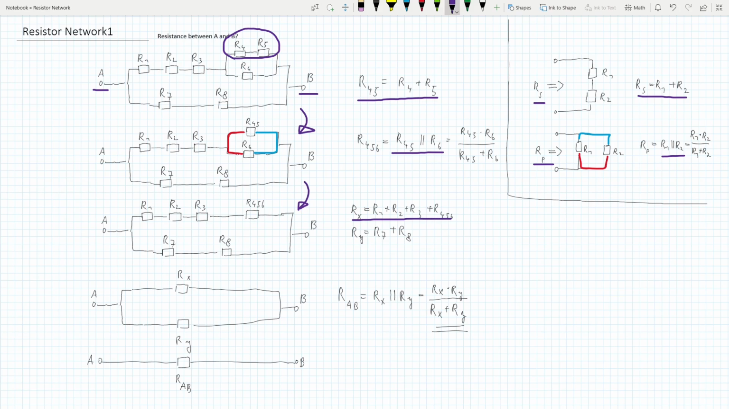Additionally, we can see that R7 and R8 are in series. So we sum them up and call them Ry. Now we can redraw the circuit one more time. Finally, we can see that Rx is parallel to Ry by using the red and blue color again.